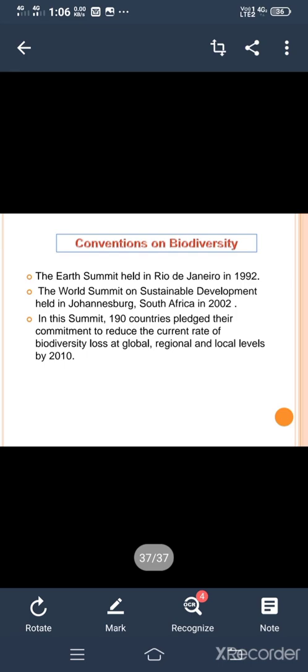local levels by 2010. Almost 10 years back it happened, where 190 countries committed that they would reduce the current biodiversity loss as much as possible. So this completes the topic biodiversity and conservation.